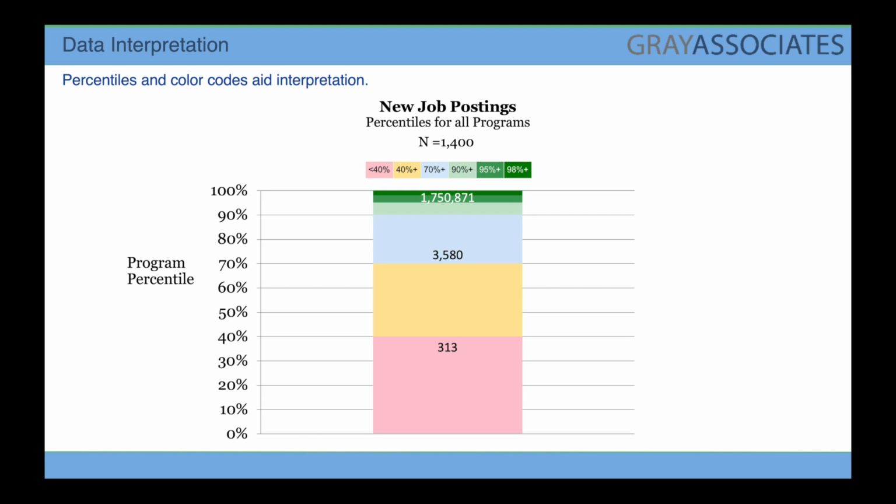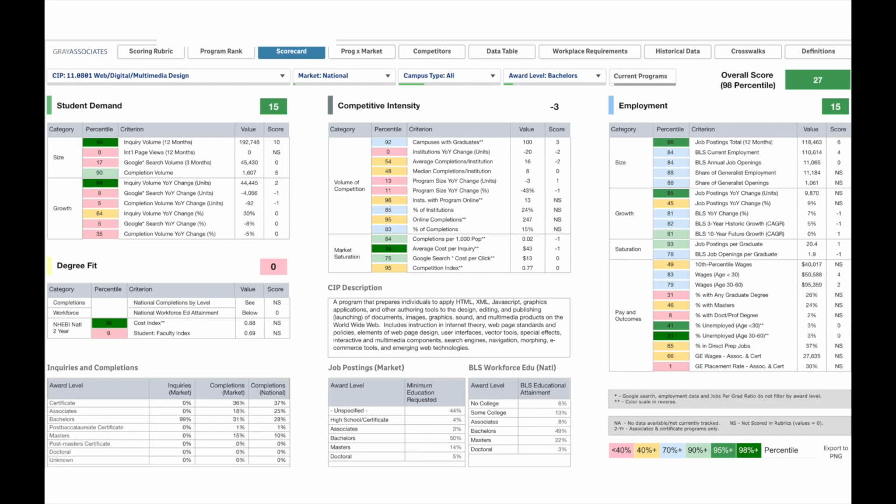Now that may sound good, but the 70th percentile compared to what? Percentile values are derived from each metric for all of the 1,400 IPEDS program definitions that Gray tracks in the program evaluation system. This allows you to interpret at a glance the relative value of a metric compared to all other possible programs. At Gray, we like to say green is good. When you see green, that means a program is in at least the 90th percentile, or in the top 10% of all programs.